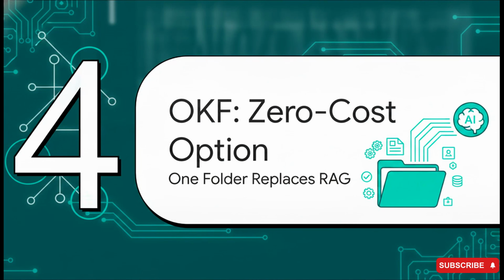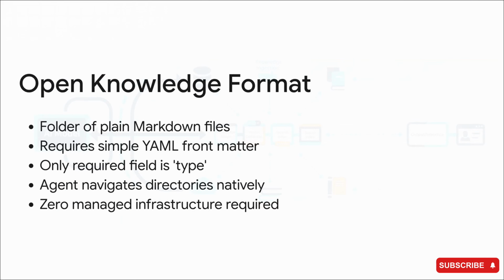Okay, so we've built these incredibly complex RAG architectures, but what if fuzzy semantic search is the exact wrong tool for the job? Welcome to Section 4, OKF, the zero-cost alternative, where one single folder replaces your entire RAG stack. Google recently introduced OKF, or the Open Knowledge Format, to tackle this. OKF represents your organization's exact facts as a simple, interconnected folder of plain markdown files.